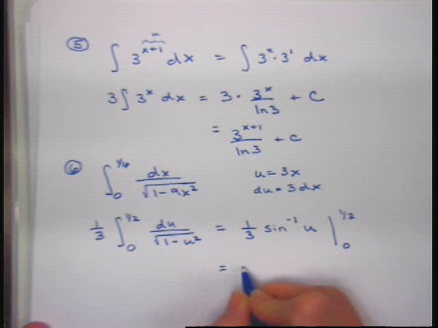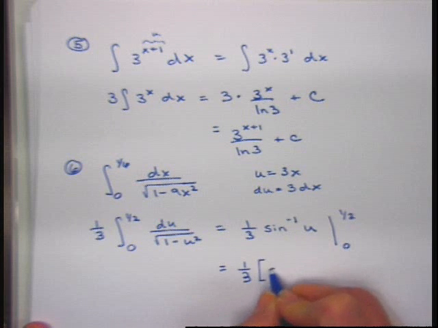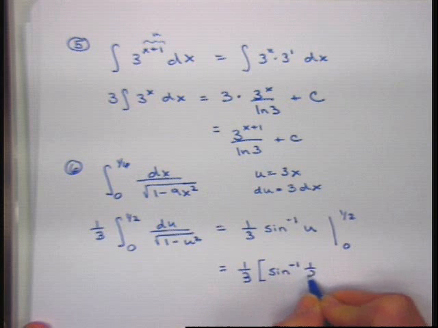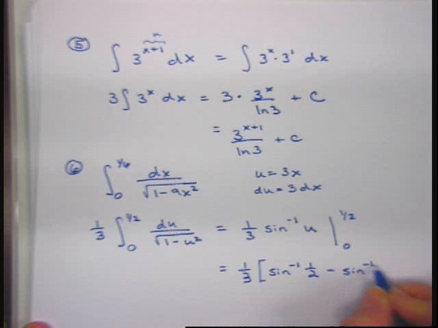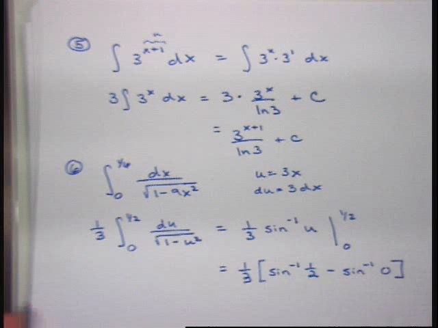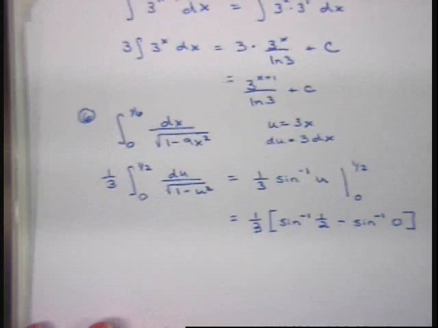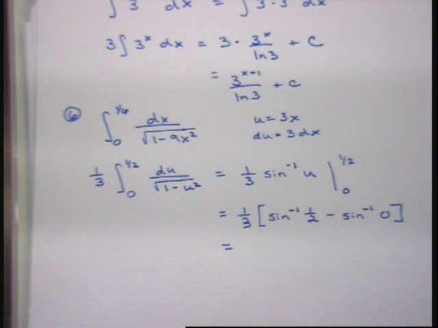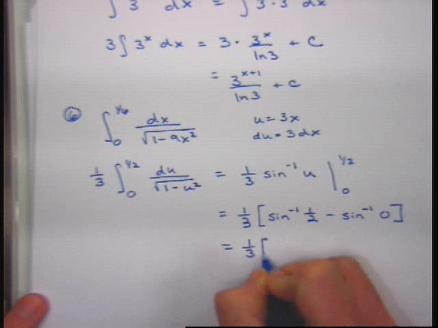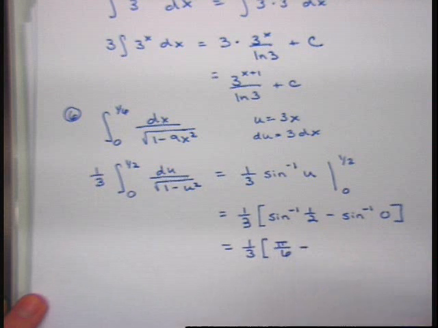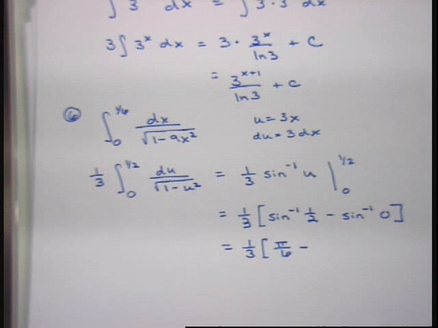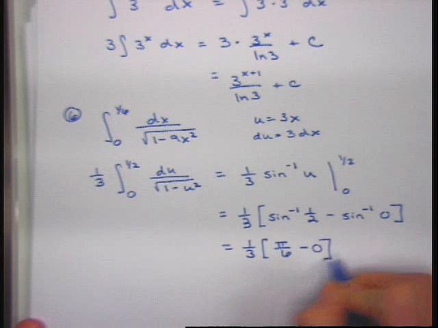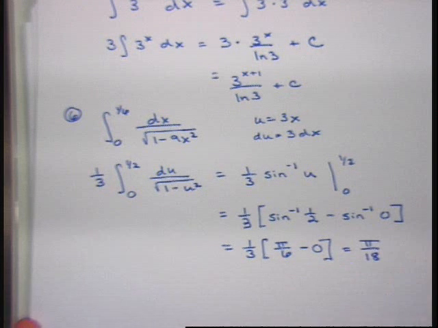Okay, so then this is 1/3 times the inverse sine of 1/2 minus the inverse sine of 0. And so the inverse sine of 1/2 is, that means for what angle is the sine ratio 1/2? So if you're having a good day, you should think pi over 6. So this is pi over 6 minus, for what angle is the inverse sine 0? That's just 0. And so you get pi over 18 as your answer on this one.